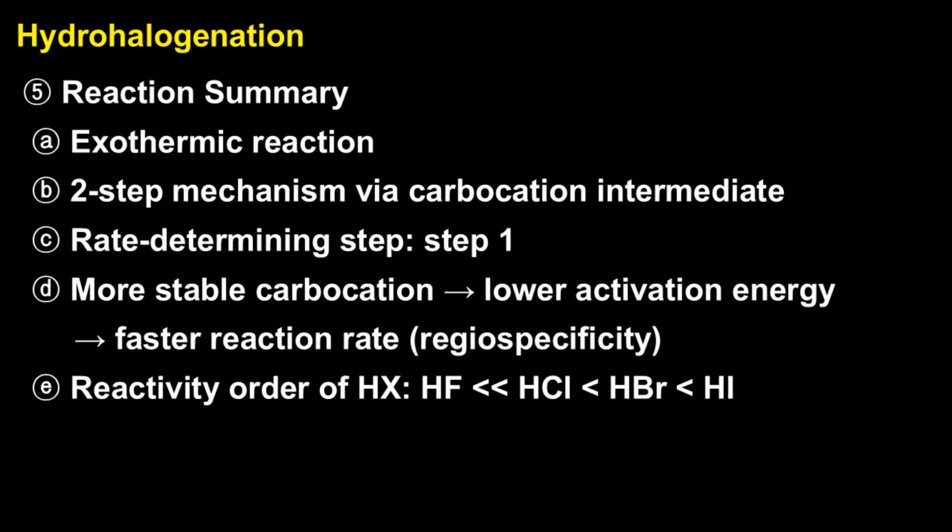All right, before we wrap up, let's do a quick recap of the key points. First, this reaction is exothermic. It gives off energy as it goes. Second, it happens in 2 main steps, with a carbocation intermediate right in the middle. And the first step, where the pi bond attacks the hydrogen, that's the rate-determining step. It's the slowest, and it sets the pace for the whole reaction. Now here's the important part. The more stable the carbocation, the lower the activation energy, and the faster the reaction. That's why the reaction usually follows Markovnikov's rule, because forming the more stable intermediate leads to a smoother and more favorable pathway. And one last thing, not all hydrogen halides react the same. HF is the least reactive, while HI reacts the fastest.